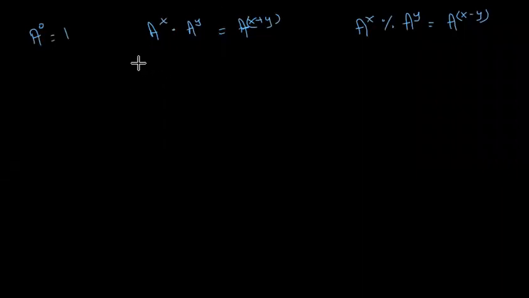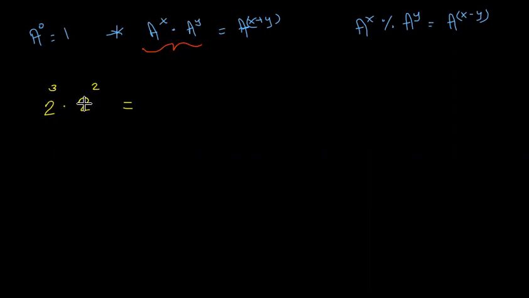Now let's take a look at another law. Let's look at this one right here. It says a to the x multiplied by a to the y. So what are we talking about here? What if I had 2 to the 3rd multiplied by 2 squared? We have the same base. The base here is 2, and the base here is 2, hence a and a. But the powers are different, x and y.